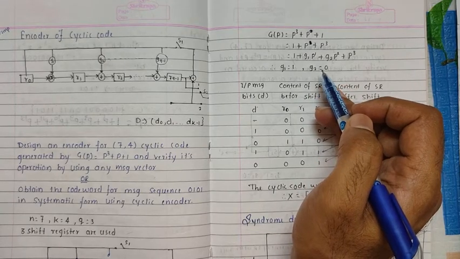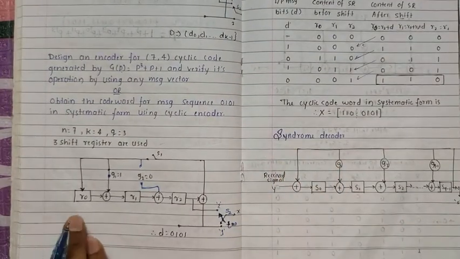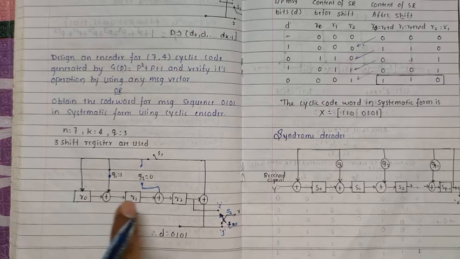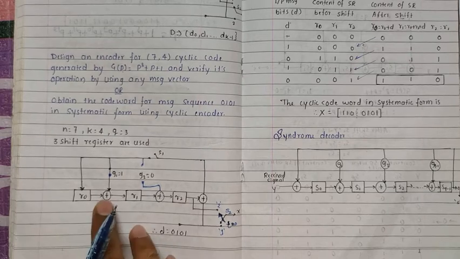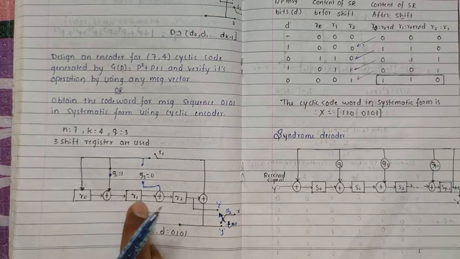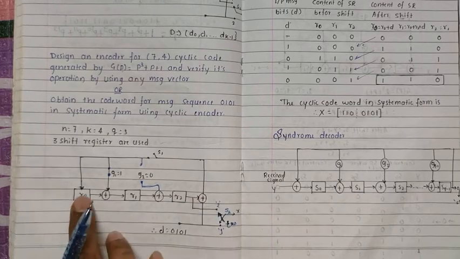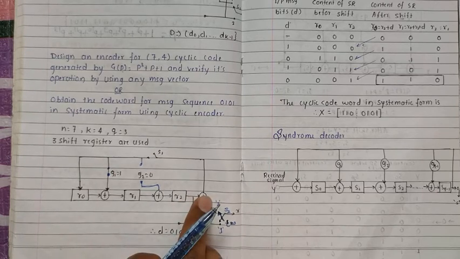Now how to design the cyclic encoder? Here this is the design of the cyclic encoder. If you see how many shift registers we require, 3 shift registers: R0, R1, R2. How many XOR gates do we need? 3. One before R1, second before R2, and one XOR gate here, which is actually for R0. So we require 3 XOR gates.